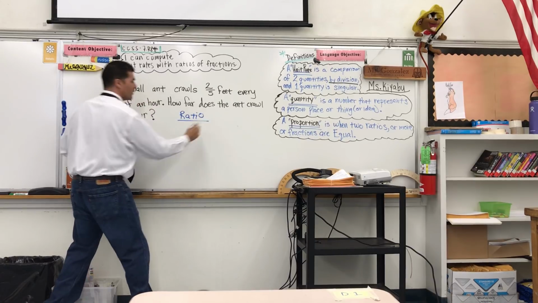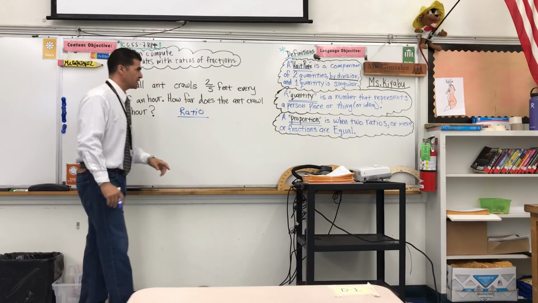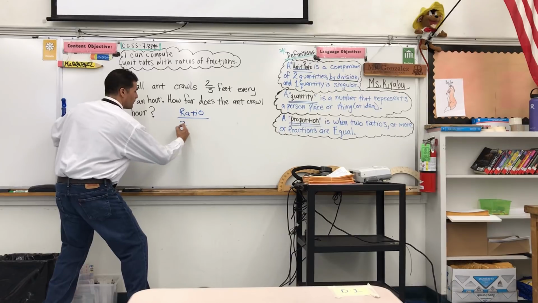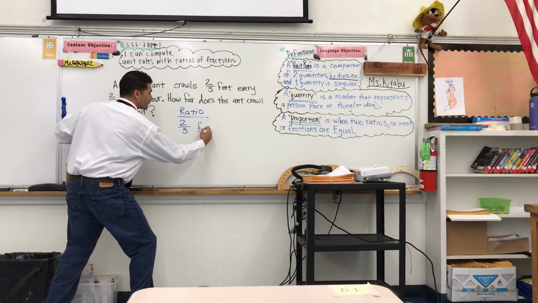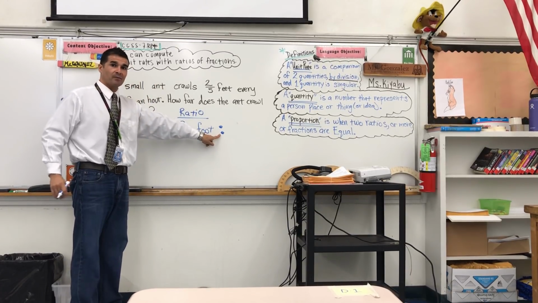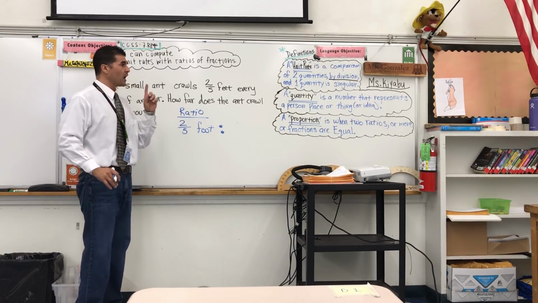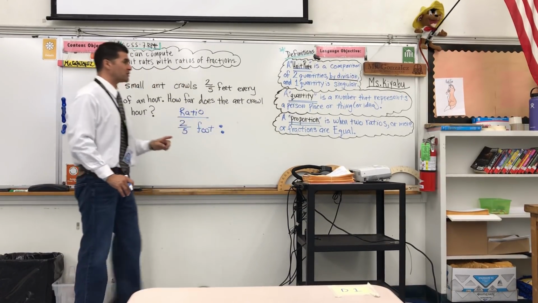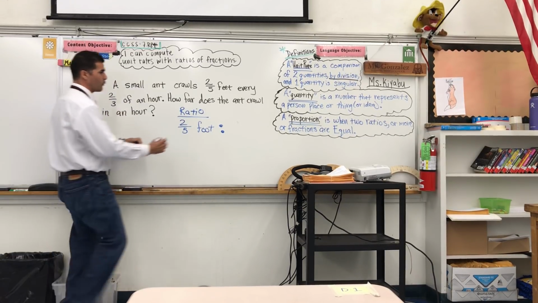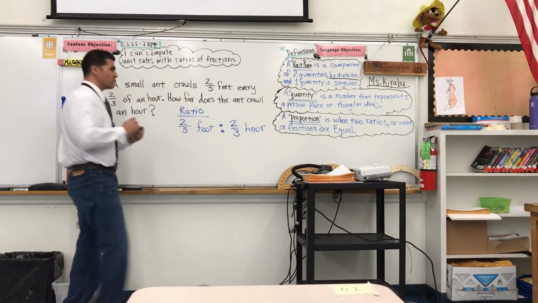So here's my ratio. A ratio, if you remember, is a comparison of two quantities. So quantity number one is our 2/5 of a foot. So I'm going to write my 2/5 of a foot right here. I'm going to make my colon symbol because this denotes that I'm going to go ahead and compare 2/5 of a foot to another quantity. A quantity is a number that represents a person, place, or thing. The other thing that we're going to represent is 2/3 of an hour. So I'm going to write my 2/3 of an hour, and these are going to be the two quantities that I'm going to compare.